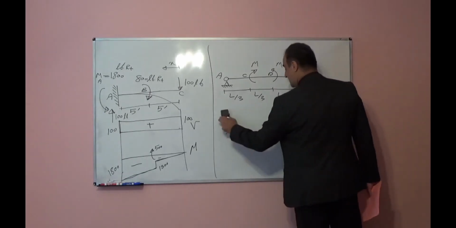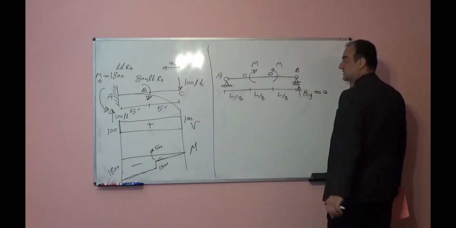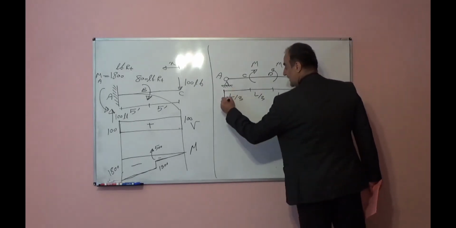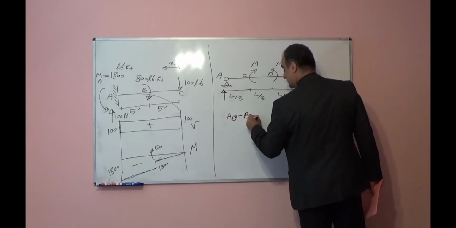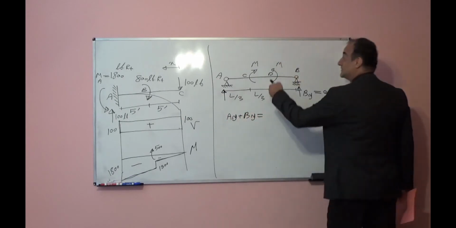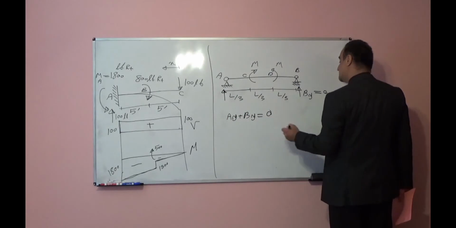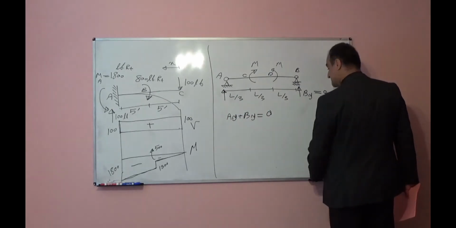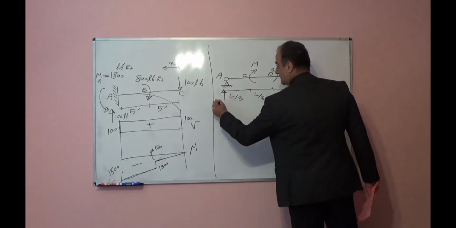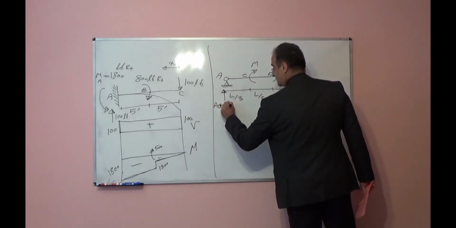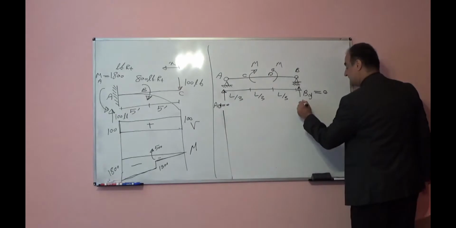M and M cancel each other, so By will be equal to 0. Now summation of forces in vertical direction is equal to 0. Ay plus By, there is no other force in vertical direction, equals 0. By is 0, it means Ay is equal to 0 as well.